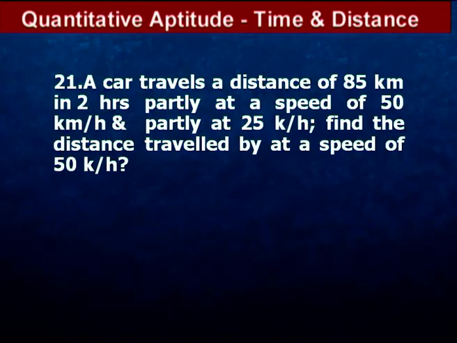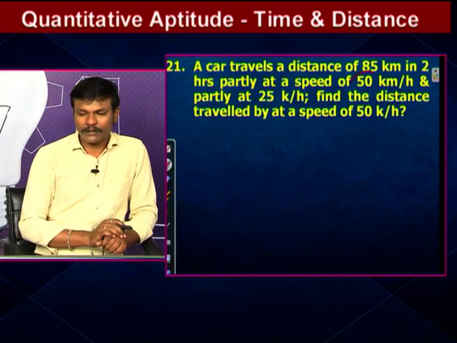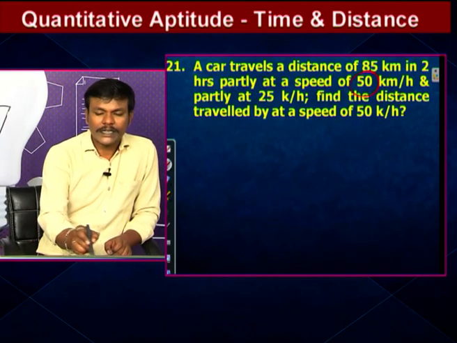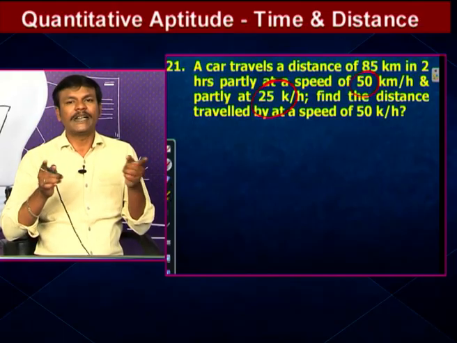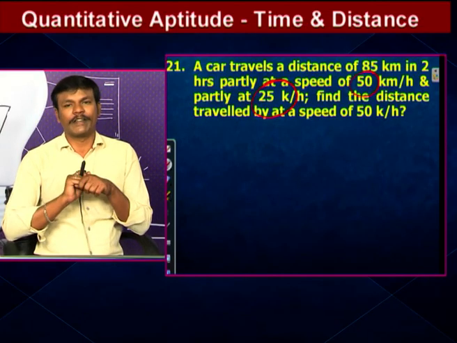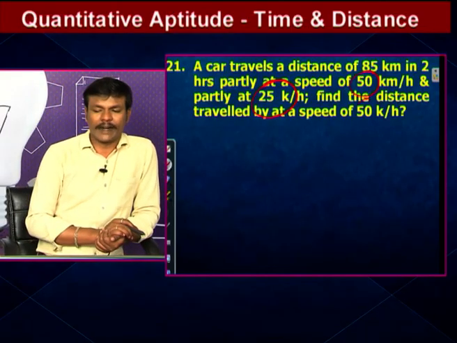There is 85 kilometers of distance you have to complete in 2 hours of time. Partly he travels at a speed of 50 kilometer per hour and partly at 25 kilometer per hour. So we have two types of speeds with the same distance of 85 kilometers. With 50 kilometer per hour, what distance is travelled?